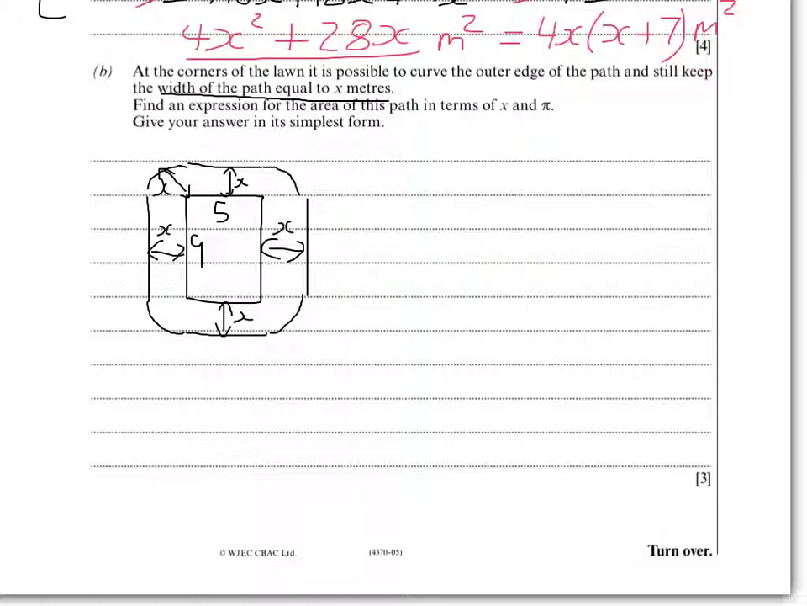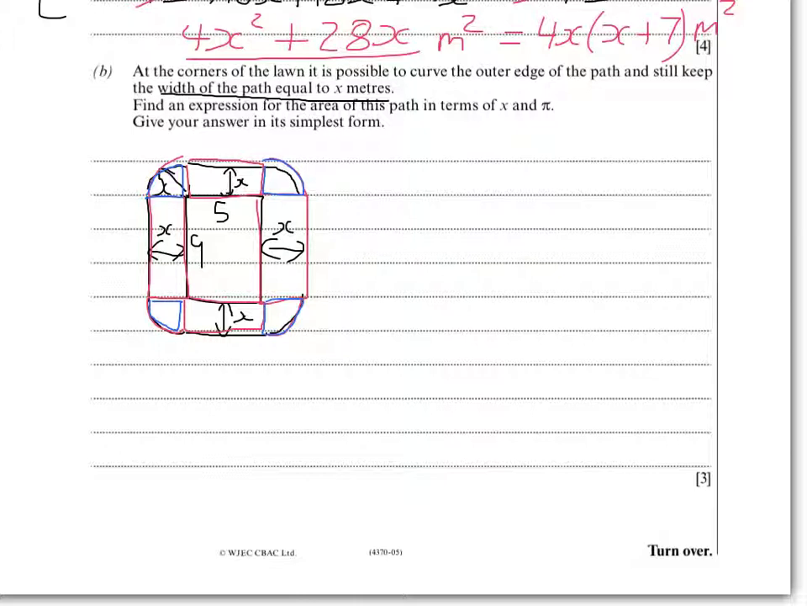So if we look at the bits of the area that we need to find for the path, we've still got our 4 rectangular parts here, which will be the easy bits to work out because we know the area of the rectangle is just our width times our length. But then we've got 4 quarters of a circle to finish. I'll just go over that again in a different colour. So we've got our 4 quarters of a circle to finish, and we know because our width remains x meters at that point that the radius of that part is going to be x.